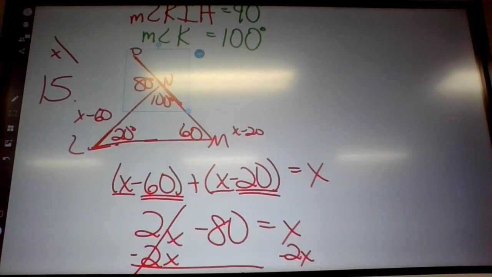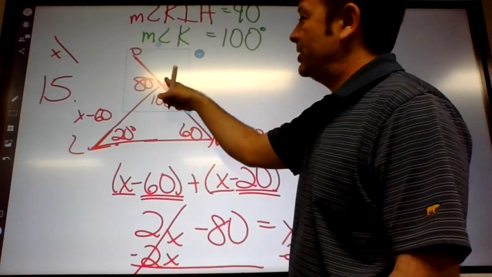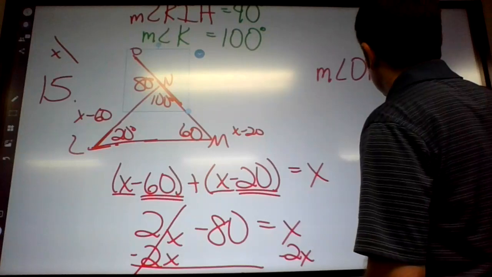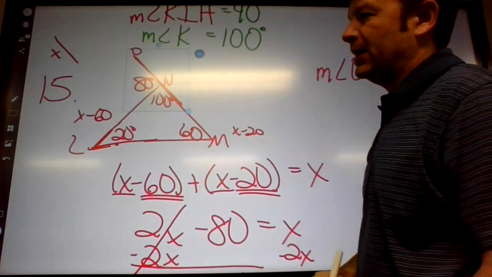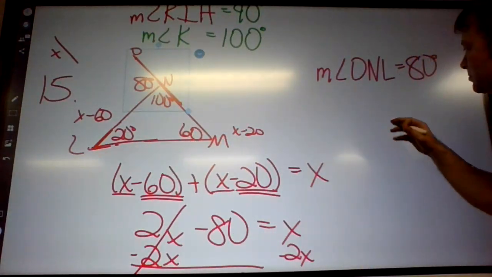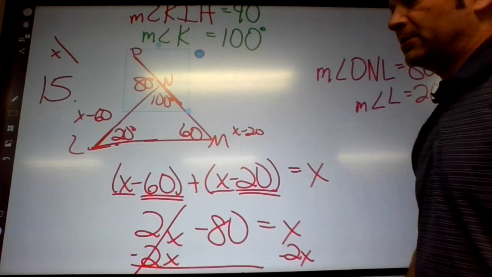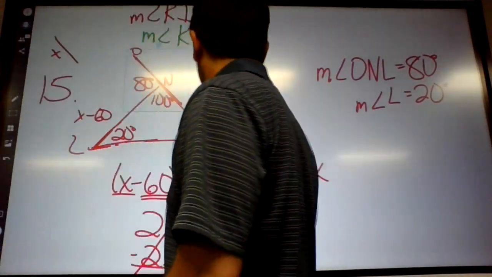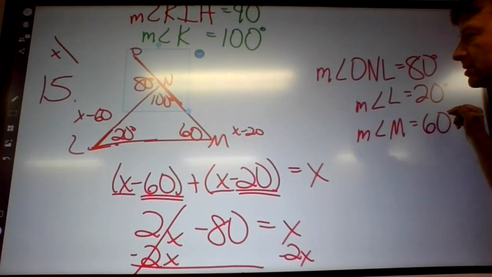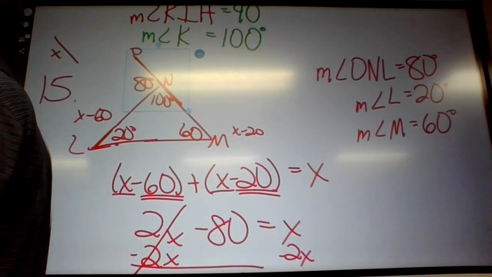The first question is, what's the measurement of ONL? Yeah, that was the first angle we filled in. ONL, right there, is 80. Brianna, what's the measurement of angle L? L is 20. And then, let me guess, ask M next. Angle M, Lauren, what would that be? M equals 60.